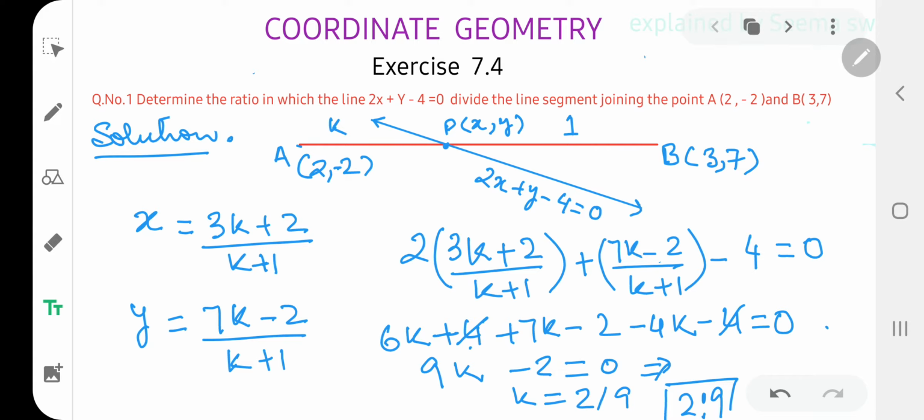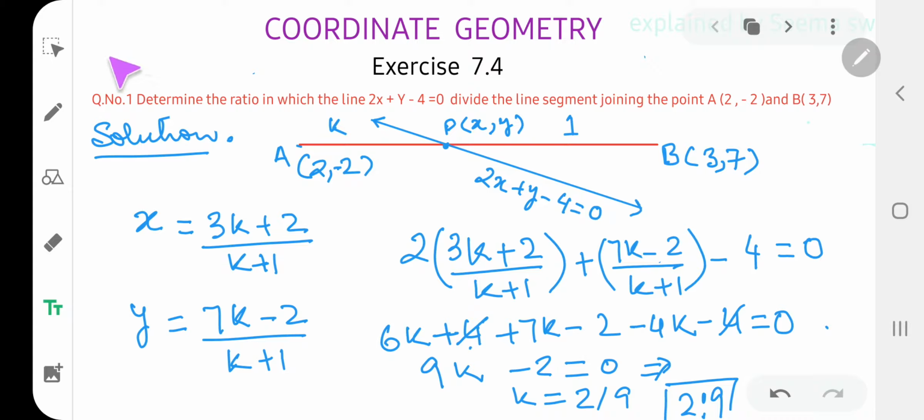Dear students, today we will do a few more questions from exercise 7.4. Here in question number 1, we are asked to find the ratio in which the line 2x plus y minus 4 equal to 0 divides the line segment joining the points (2, -2) and (3, 7).